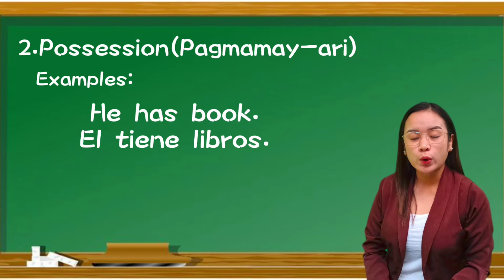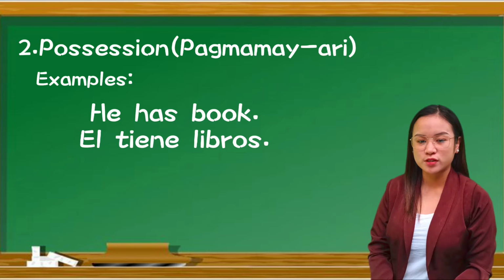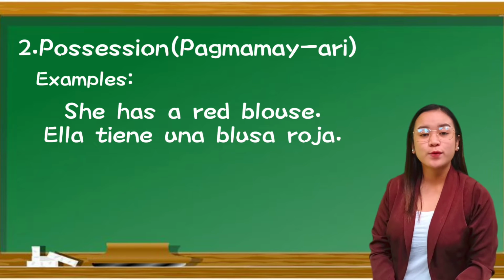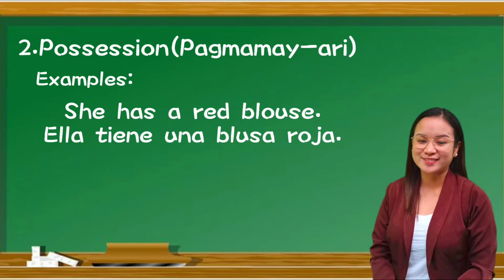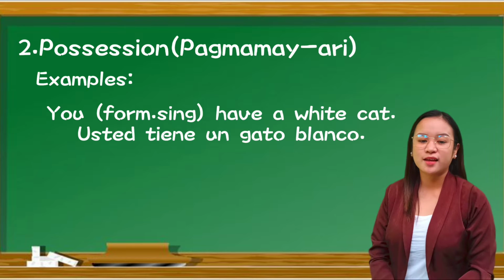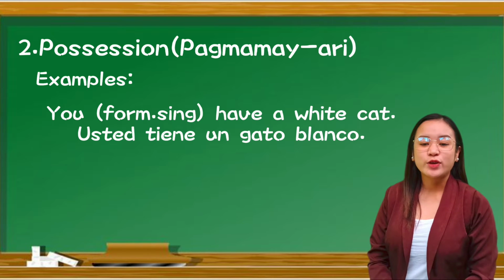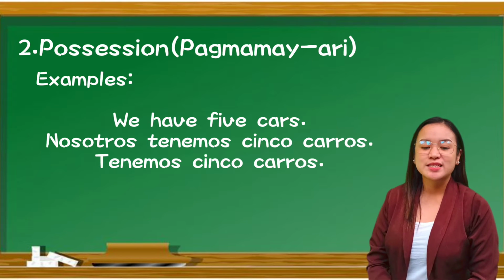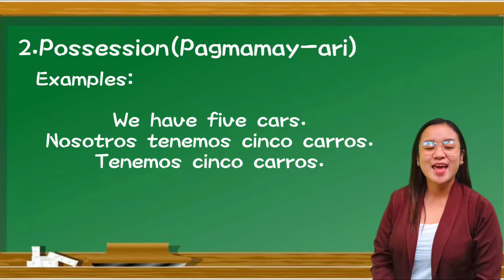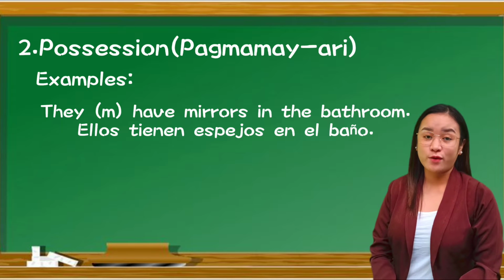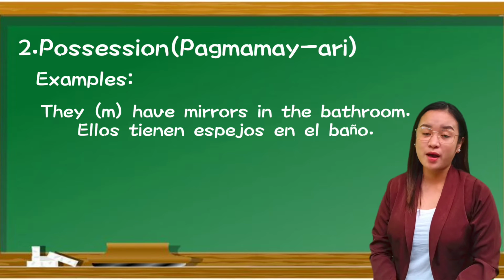He has books. Él tiene libros. She has a red blouse. Ella tiene una blusa roja. In formal singular, you have a white cat. Usted tiene un gato blanco. We have 5 cars. Nosotros tenemos 5 carros. Tenemos 5 carros. They, male category, have mirrors in the bathroom.